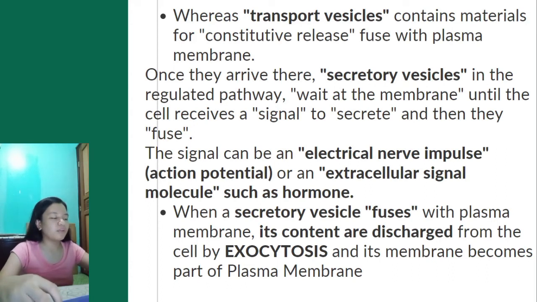So after ng removal nila galing sa plasma membrane, ang mangyayari yung mga proteins ng mga secretory vesicle membrane are either mare-recycled or masya-shuttled to lysosomes for degradation.